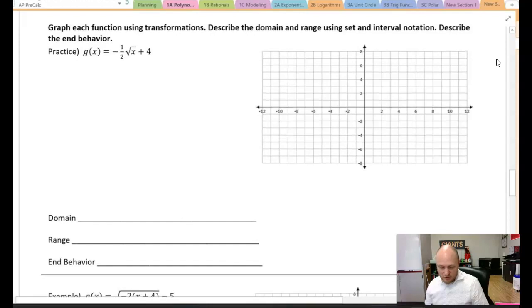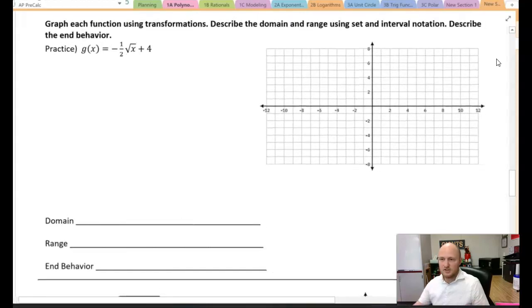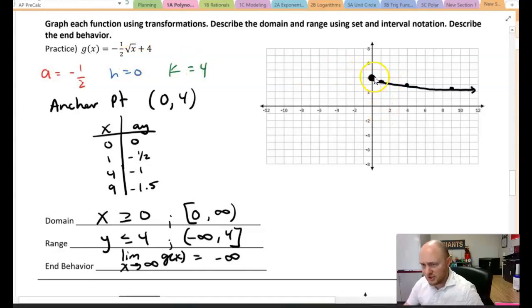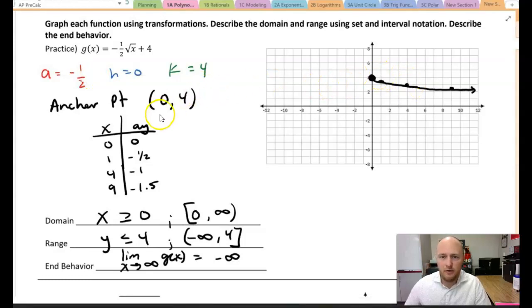Okay, go ahead, try this one. This one's just slightly different. I'll post the solutions here in a second. All right, here's the solution. A value is -1/2, h is 0, k is 4. So your anchor point just gets shifted up 4. Your a value will compress all of your y values by 1/2, and you have a negative, so you're going to see some reflection.